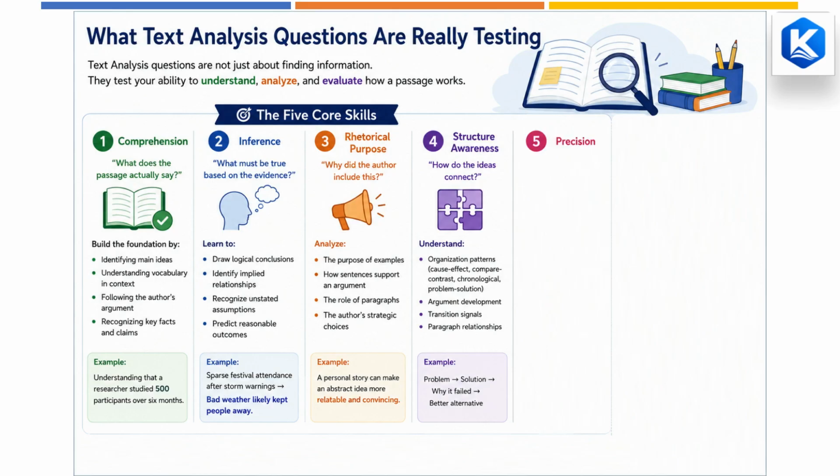The final skill is precision. This is where many students lose points. The SAT often gives you answer choices that seem correct, but only one is exactly right. Ask, which answer is exactly correct? Answer choices on the SAT are designed to be tricky. Some may be almost correct, but too broad, too strong, or only partially supported. Your job is to choose the answer that is accurate, complete, and fully supported by the passage.